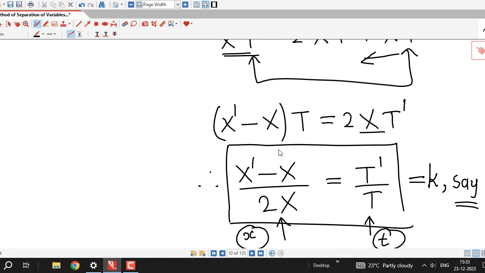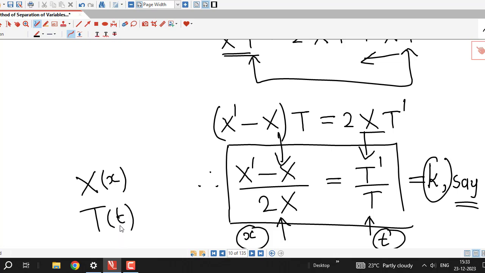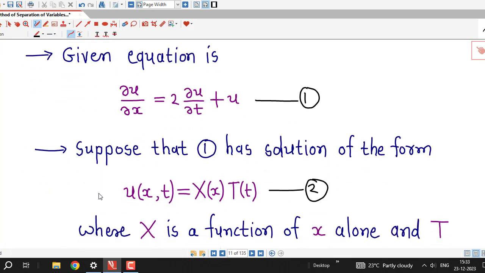So we will equate both of these quantities to a constant k, and we will have two ordinary differential equations of first order. Solving those two ordinary differential equations, we will be able to decide these two functions, capital X and capital T. So that work I have done here.